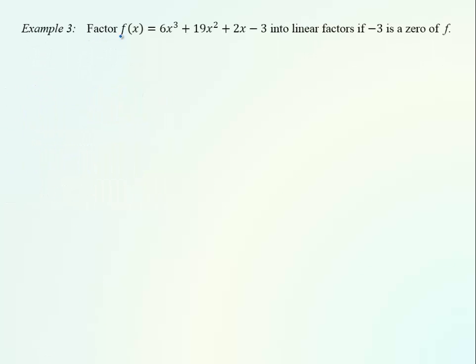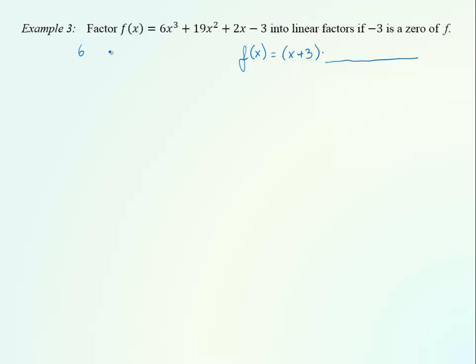The next question asks us to factor this polynomial into linear factors if we know that -3 is a zero of the function. So knowing that -3 is a zero means that this polynomial is factorable by x plus 3. So if we want to find out the quotient from division of polynomial f of x by x plus 3, and then find out what's next, then we can use synthetic division.